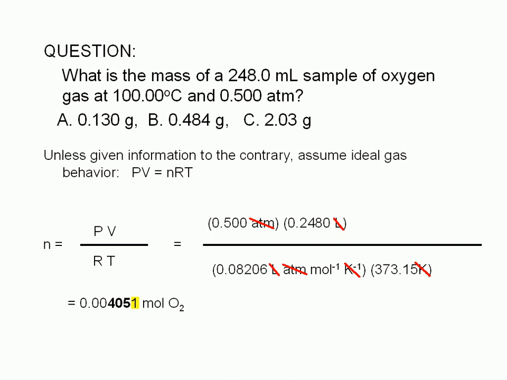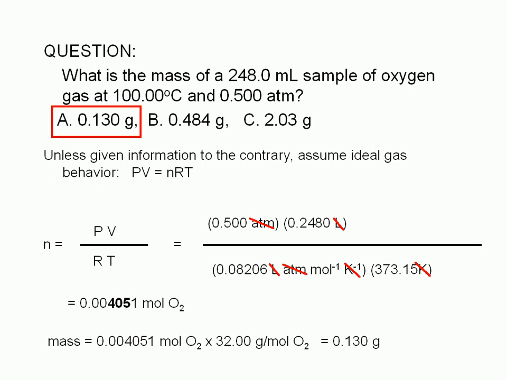In this problem, we are looking for the mass in grams. To convert moles to grams, we simply multiply by the molar mass. The molar mass of oxygen is 32.00 grams per mole. 0.004051 moles of O2 times 32.00 grams per mole gives us an answer of 0.130 grams. The correct answer is A.